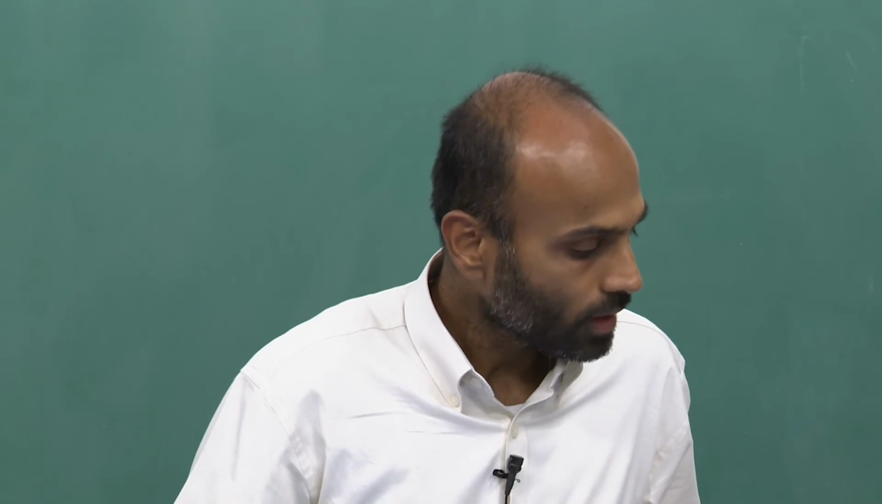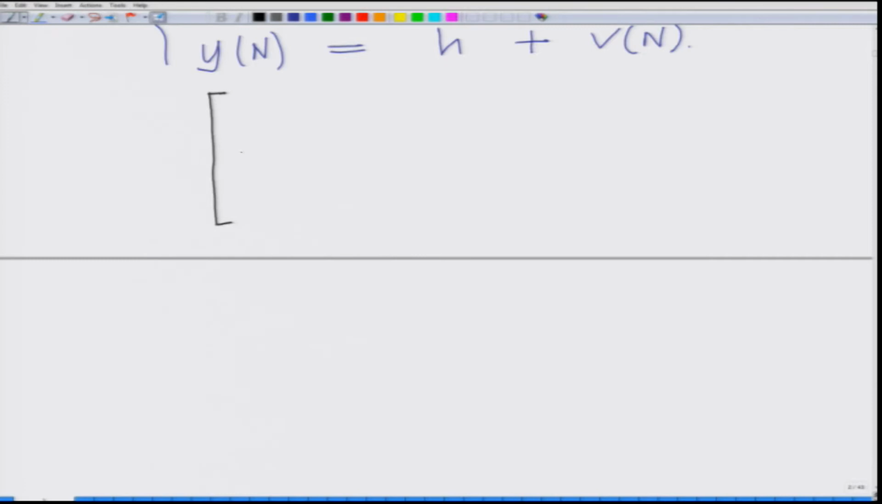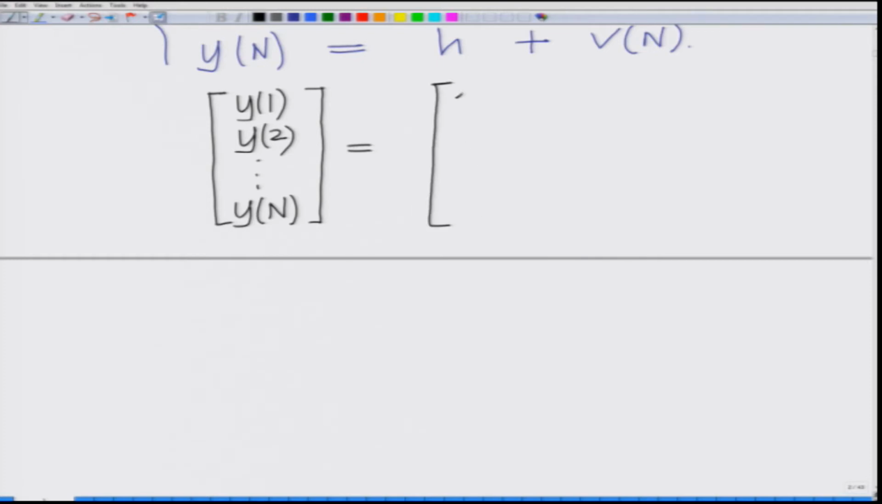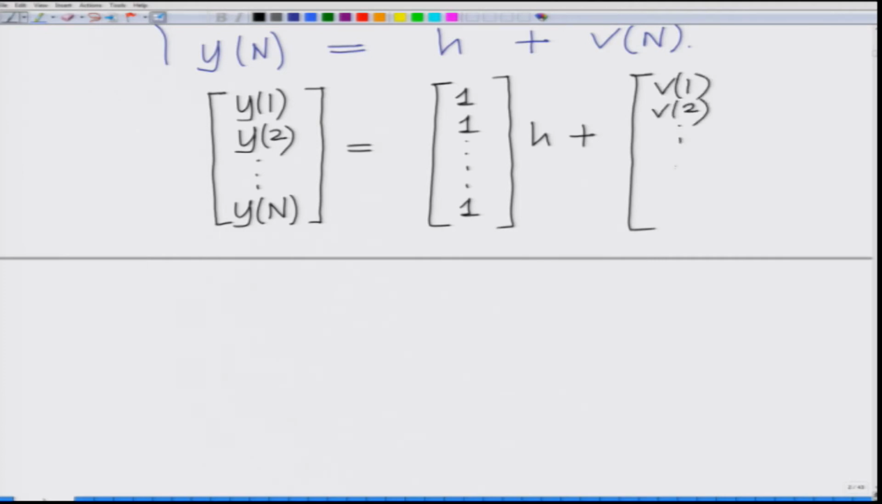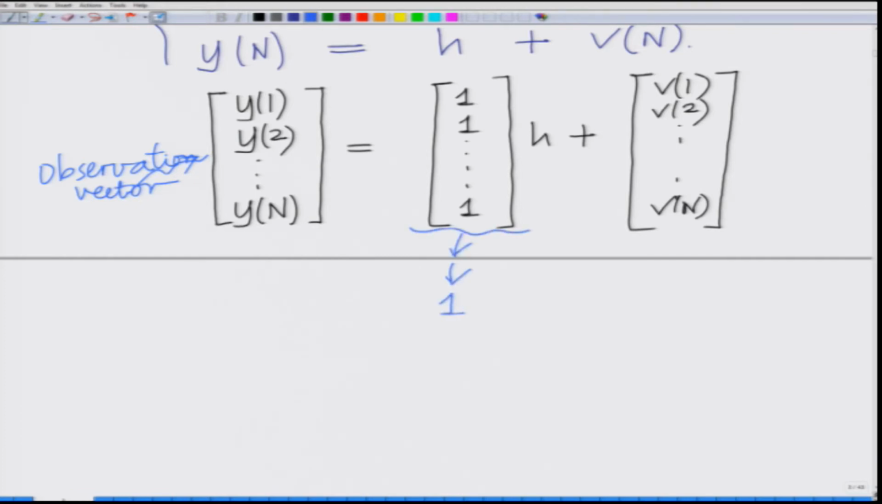Okay. So, now I can write this in the form of a vector, your observation vector y 1, y 2, so on up to y n. This is equal to the vector of all ones times h plus the noise vector, v 1, and so on. The vectors are n dimensional naturally, because you have n sensors and n measurements. So, this is now your observation vector, and this is your vector of all ones, which we are going to denote by 1 bar.